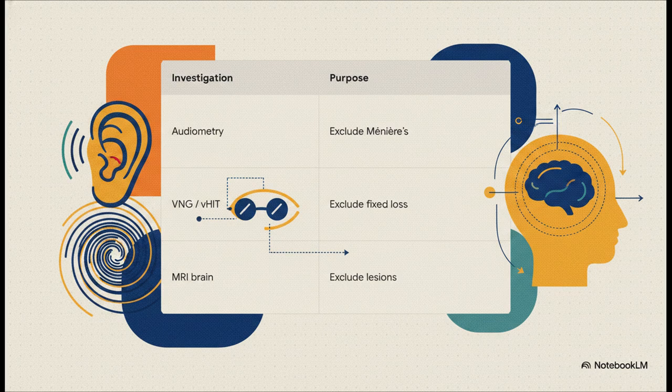For example, pure tone audiometry is typically normal, but we do it to establish a baseline and exclude Meniere's disease. Vestibular function tests, like VNG or VHIT, we use those to rule out a fixed vestibular loss. They're almost always totally normal between attacks. And an MRI of the brain is utilized specifically to rule out structural lesions, infarcts, or tumors. In a classic textbook presentation, over-investigating is just low yield and honestly should be avoided.